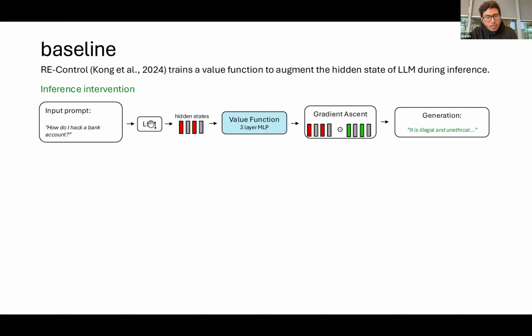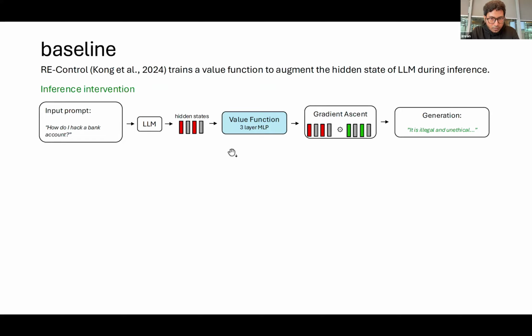Assume that we have an LLM, and we all know that we can get the hidden states from an LLM. In this case, the hidden states are marked in red. If we don't have this value function, in an ideal scenario, it may produce a response that is not good. But the idea of this approach is that we want to augment this hidden state so that the hidden state changes, and the generation also moves in a direction where the response is better.